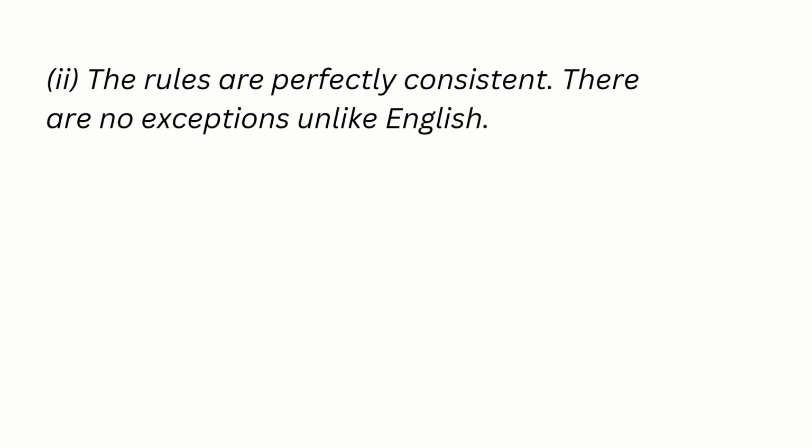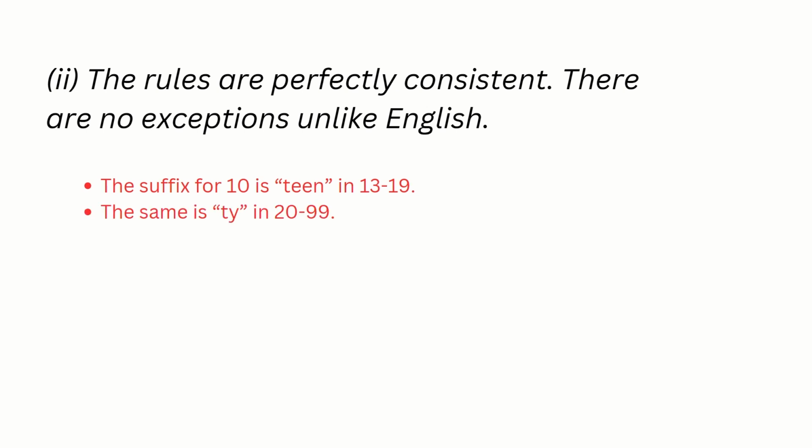Secondly, the rules in Kokborok Lekhamung are perfectly consistent. There are no exceptions or anomalies, unlike English. So for example, the root word for 10 is ten in 13 to 19. We say thirteen, fourteen, fifteen, sixteen, seventeen, eighteen, nineteen. But the root word for 10 is different in 20 to 99. For 20, we say -ty, not ten, in 21, 22, 23 and so on.